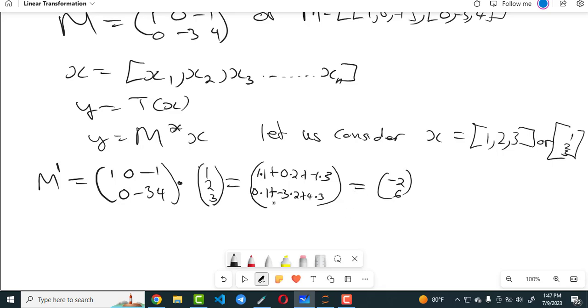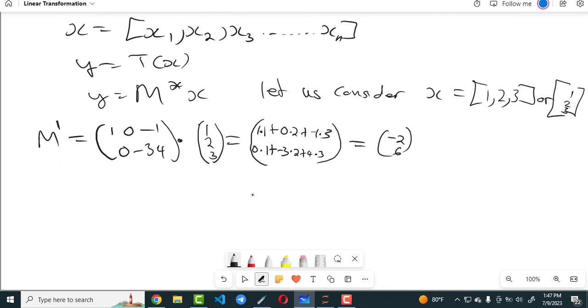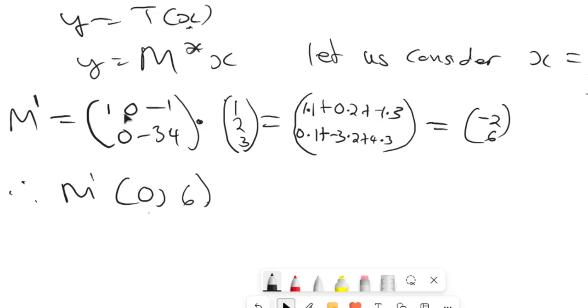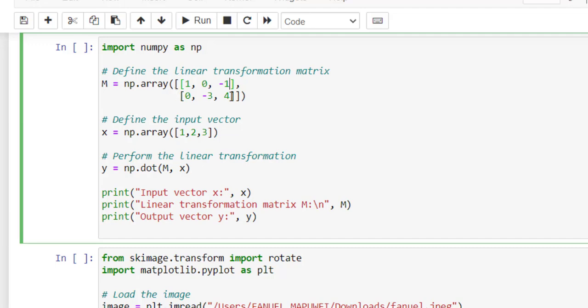Let us dive into Python and see what more we can learn with vectors. For example, here I have a linear transformation matrix that we have been using in our example. We are using minus 1, 0, minus 1, as you can see. So we are just using the same example, the same input here, and I've created an array. What we need to do is define our input, which is x, 1, 2, and 3.